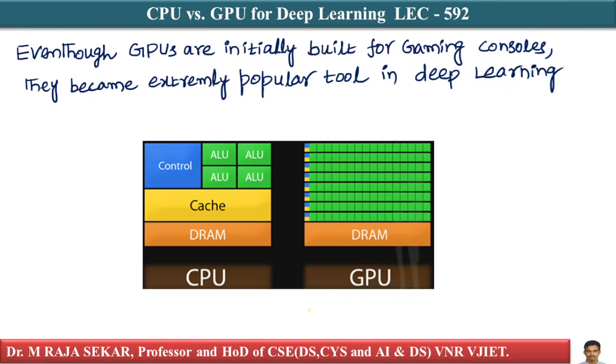I will show you why. What is the reason behind it? Let's understand the high level architecture of a CPU and a GPU, and the difference between both of them. In a CPU, you have RAM here. Generally we say 64 GB of RAM, 4 GB of RAM. This is not your hard disk. This is your RAM.